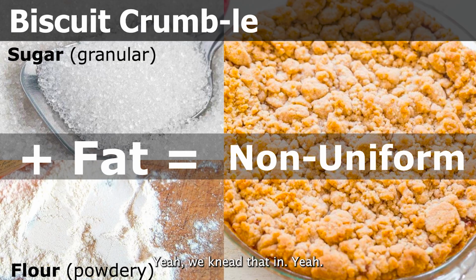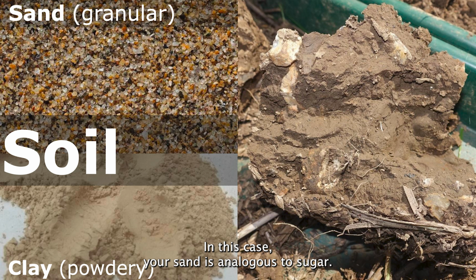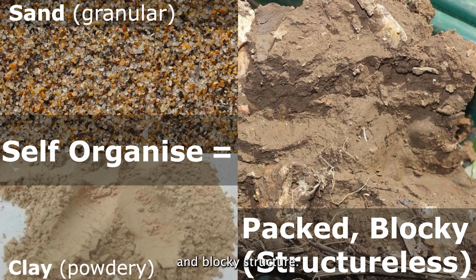However, if we add the butter, and we knead that into the mixture, we now create a non-uniform structure, or the consistency of that material has changed. So the same process is happening in the soil. In this case, your sand is analogous to sugar, it's a granular material, and your clay is analogous to flour. You get dried clay in a bag, it's a powder, isn't it? All those materials are the same size and shape relative to each other, all the sand grains and all the clay particles. Again, if we allow them to self-organise, they will produce a packed and blocky structure.